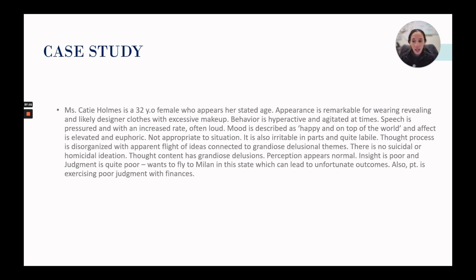There's no suicidal or homicidal ideation. Thought content has grandiose delusions. Perceptions appear normal. Insight is poor. Judgment is poor. Wants to fly to Milan in this state, which can lead to unfortunate outcomes. Also, patient is exercising poor judgment with finances.